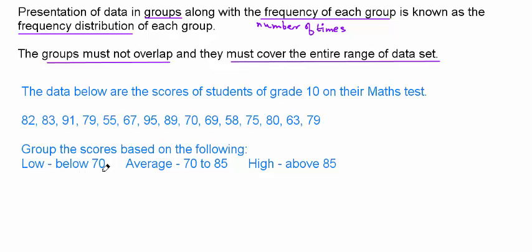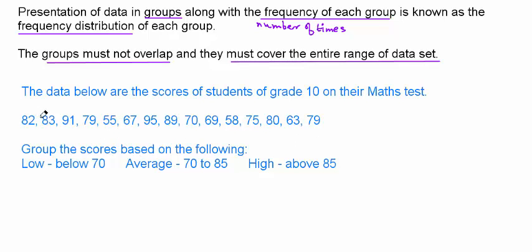Low is below 70. So if you see a number that's below 70, that goes down as a low score. Average is 70 to 85 and high is above 85. The groups must not overlap because you cannot have a score that is low and average at the same time, or a score that is average and high at the same time. That won't make sense, right? And the groups must cover the entire range of the data set, which means each one of these numbers here must fall on one of these groups, and exactly one.